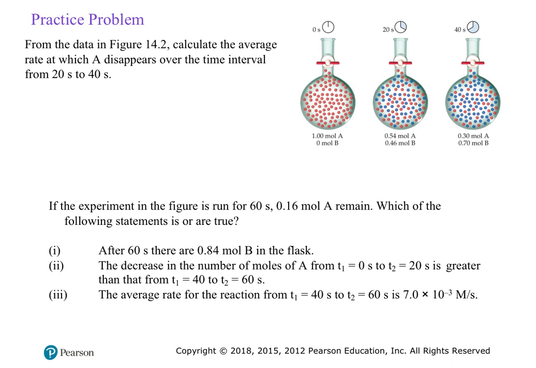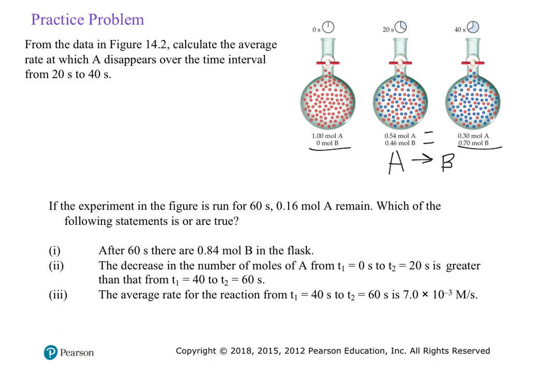So here we have a reaction where A is going to B. Initially we have all of A, then at 20 seconds we have 0.54 moles of A and 0.46 moles of B. Notice these add up to 1 mole total. It's due to conservation. And then at time 40 it drops down to 0.3 and up to 0.7.